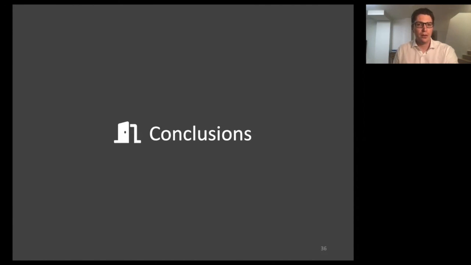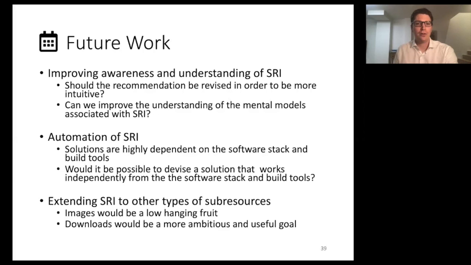We also noticed in the survey that SRI is rather misunderstood by web developers. And finally, we saw that web developers would also be very interested in an extension of SRI to other kinds of subresources, such as images and downloads.